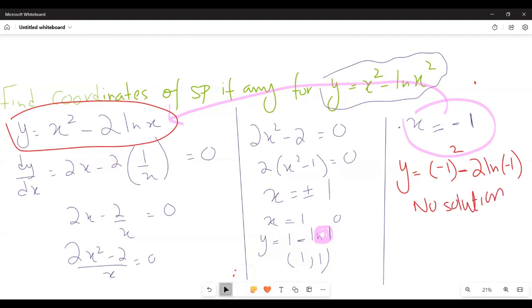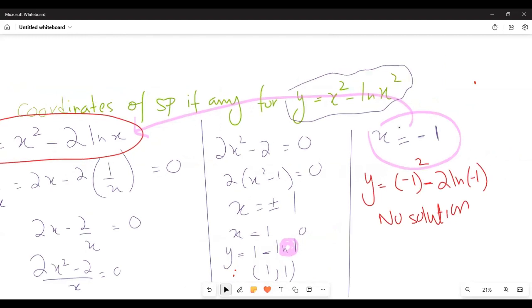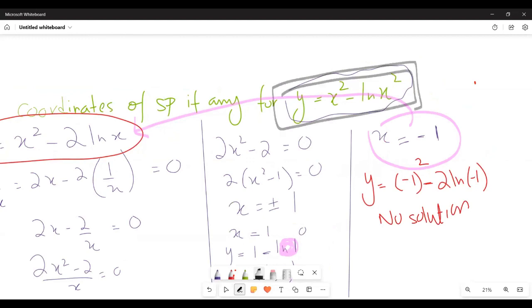However, if you try substituting it here mentally without using a calculator, you might end up with a solution. You'll say that minus 1 square is 1, and then minus ln 1 square is also 1. And this gives you 1. And you will say that the second stationary point is (minus 1, 1). This would make you lose marks. This will get your marks deducted.